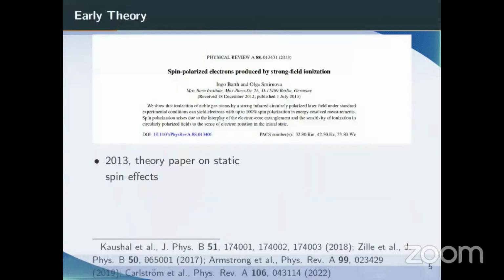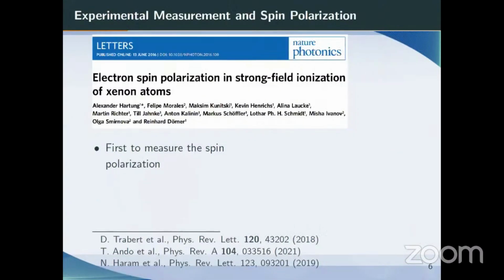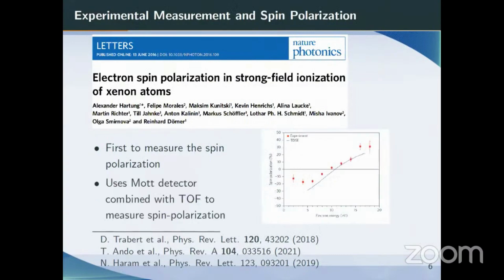Okay, but I want to talk a little bit about the background works that motivated us to study this, and these are in the direction of these static spin effects. People have shown this work before, but I'll go over it again quickly. Essentially, Ingo Barth and Olga Smirnova had this 2013 theory paper, in which, through circular strong field ionization, they could show spin polarization effects due to this fine structure splitting and spin-orbit effects. And then this was later measured using a Mott detector, where you could measure this spin polarization.